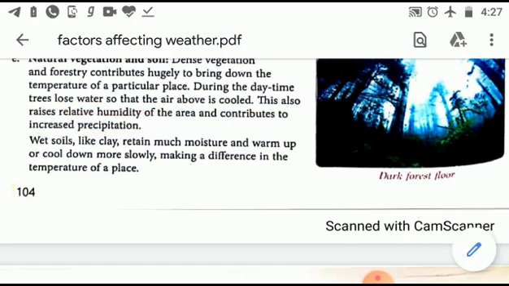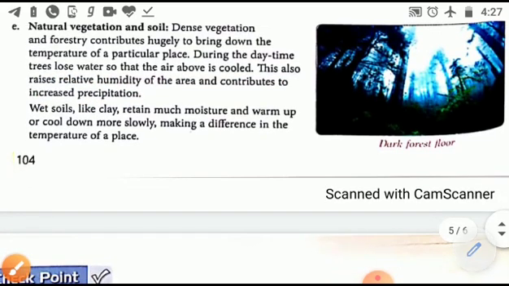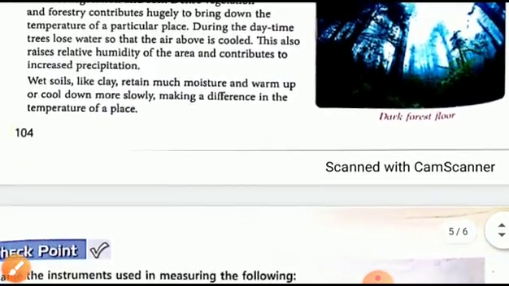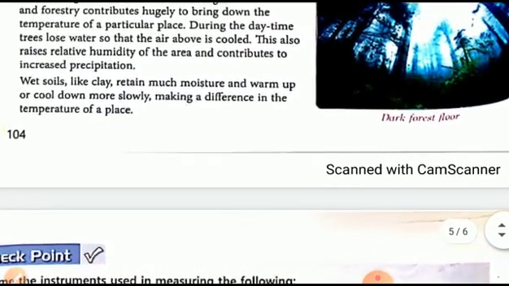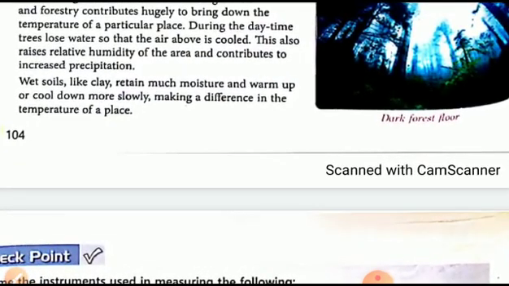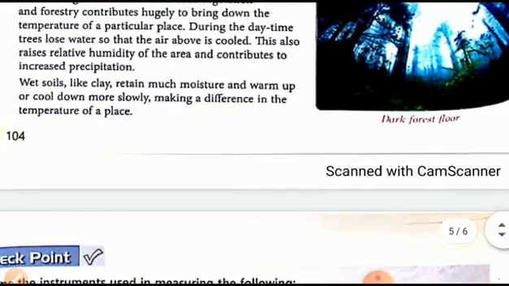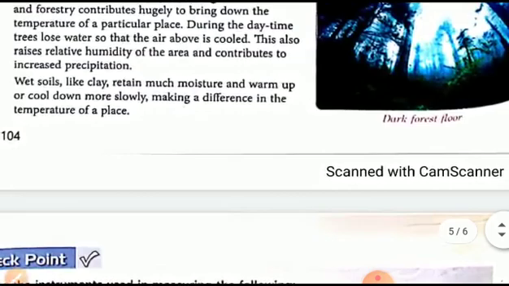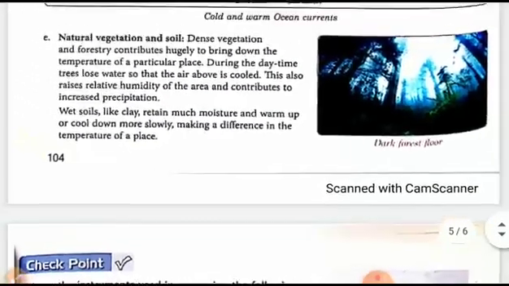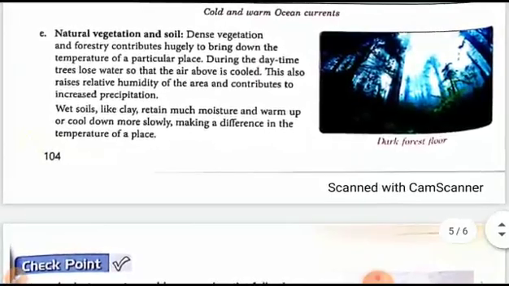In the same way, soils which are wet, like clay, retain much moisture. They absorb much moisture, and they warm up or cool down more slowly, making a difference in the temperature of a place. So wet soils like clay retain much moisture and warm up or cool down more slowly. That's why there is a difference in the temperature of that place.